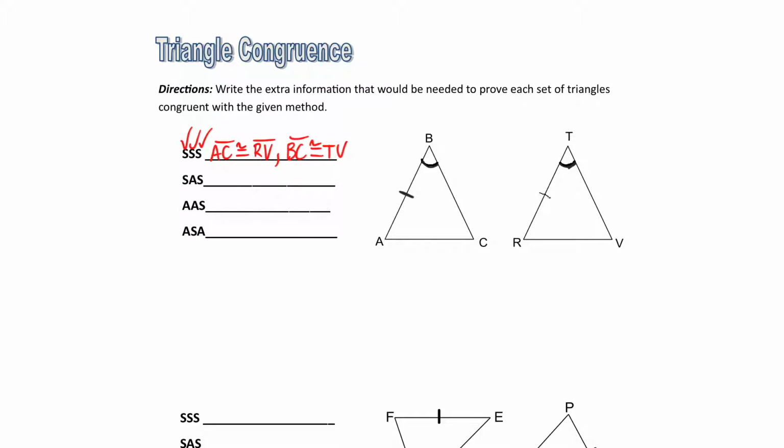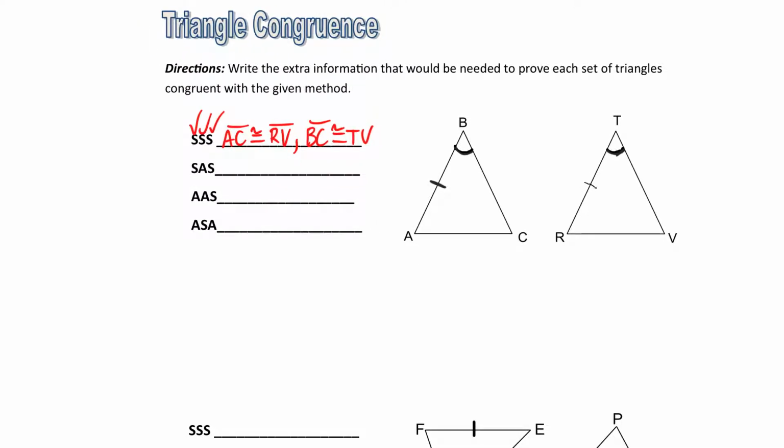Alrighty? So now for the next one, SAS. Now going back to the clean slate of where I started. All right. I already have a side marked, right? That's this right here. And then I already have the angle marked right here. So what do I need now? I need to know that BC is congruent to what? TV. Yep. And then that gives me my third piece of information, that other side right there. Okay? That would be my SAS.